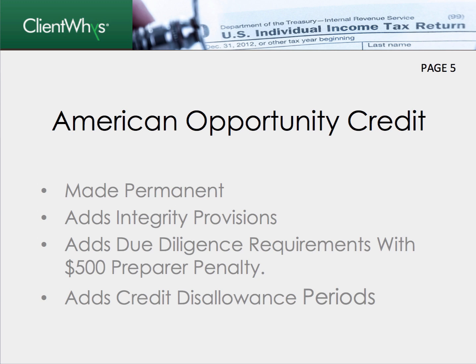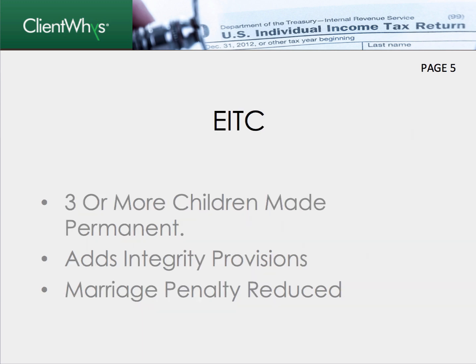All right, so let me see. Next up we have the Earned Income Tax Credit. So you'll understand, the 3 or more children provision in the Earned Income Tax Credit was only temporarily installed. The original credit only had no children, 1 child, or 2 or more children. And then a few years back they added this 3 or more children. Well, that provision has been made permanent.